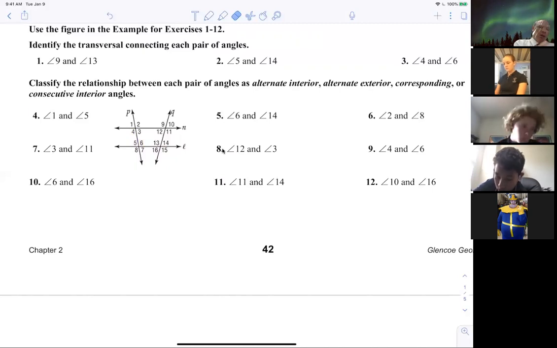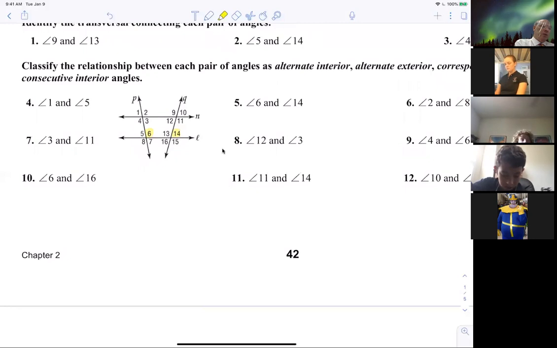All right, if you don't see it yet, or they try to confuse you with all the different lines. 6 and 14. Oh, yes, very good. Whoever said corresponding. 6 and 14 are corresponding. Yes.